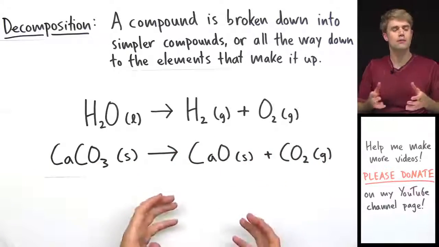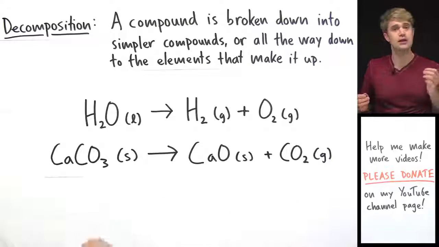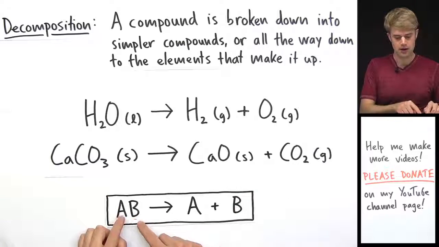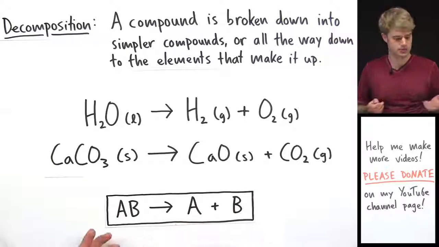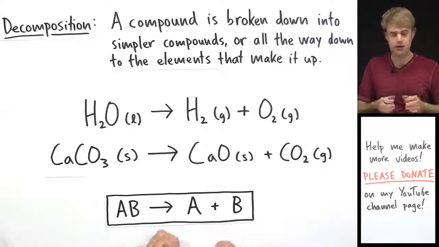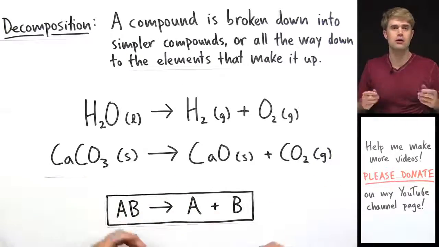So if we wanted to come up with a generalized way to write a decomposition reaction, we could write it like this: AB breaking apart into A plus B, where AB is some kind of compound, and A and B are simpler compounds or elements.